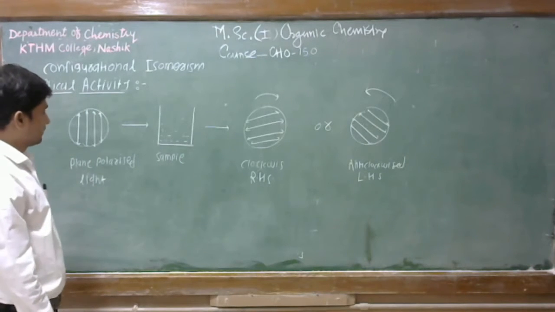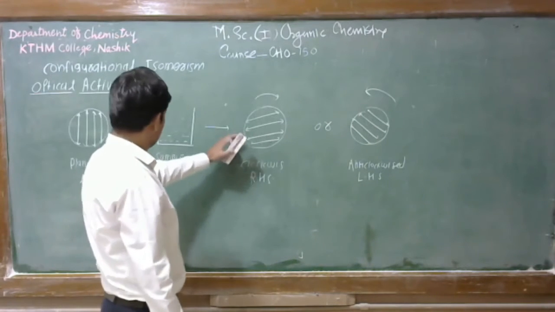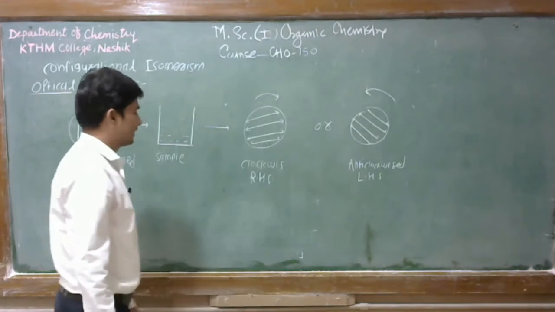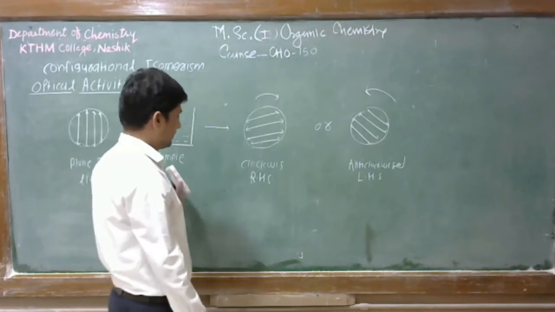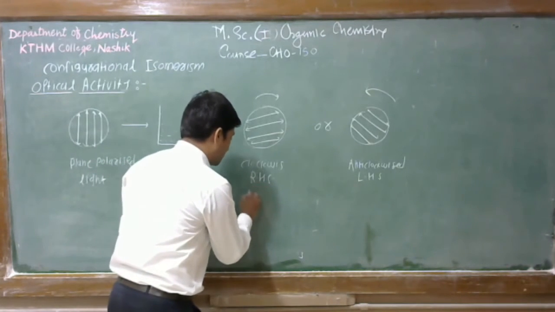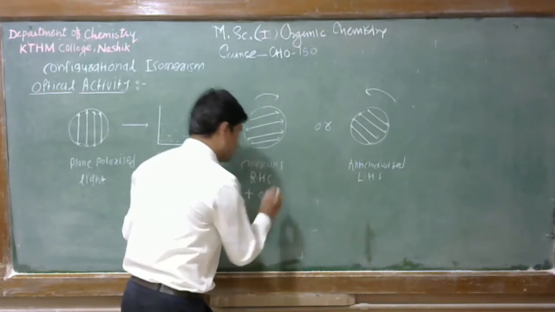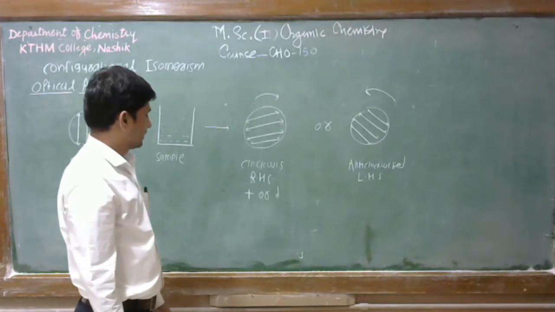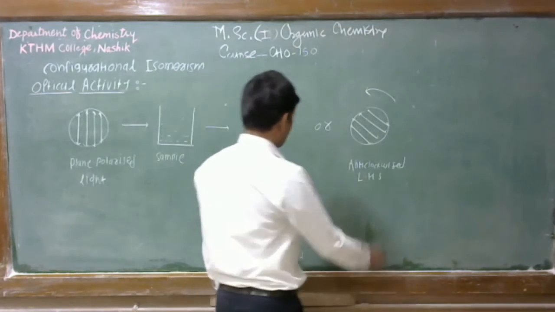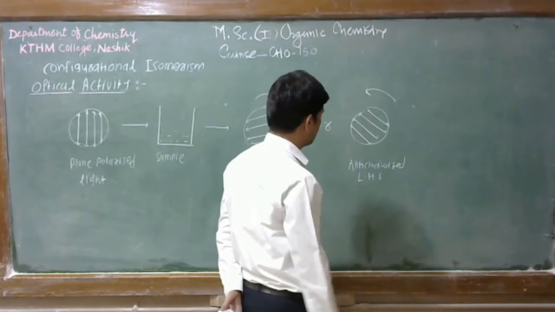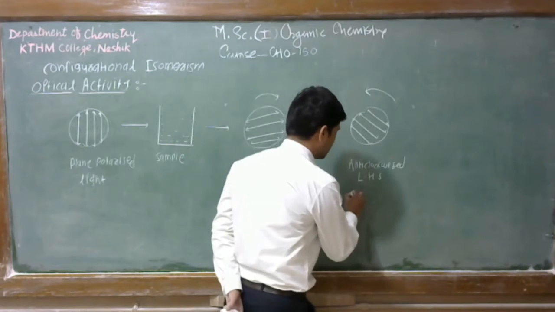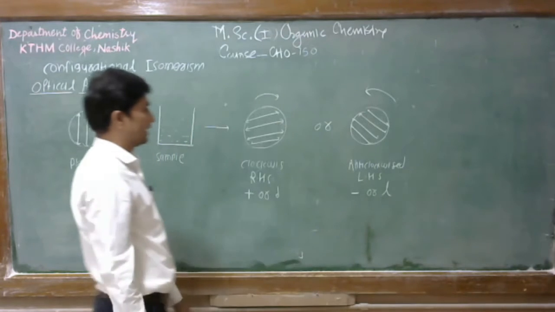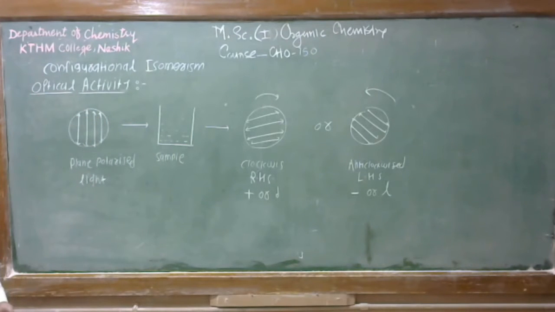If any compound shows rotation of plane polarized light in the clockwise direction or right hand side, then it is noted with a plus sign or small d. D is for dextrorotatory; dextrorotatory in Latin means the right hand side. When any compound shows rotation in the anti-clockwise direction or left hand side, it is denoted by a minus sign or small l. L means levorotatory in Latin. Levorotatory means the left hand side.